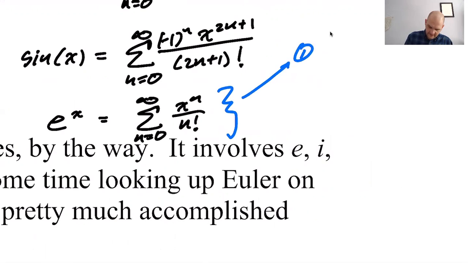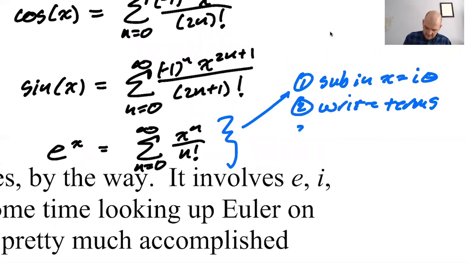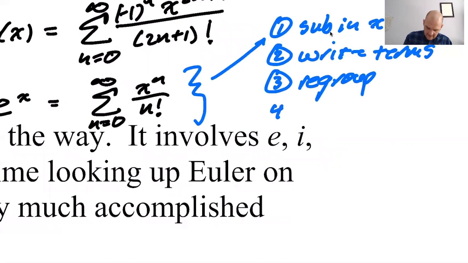One, sub in x equals i times theta. Two, write a lot of terms. So just write, I don't know, like 7 terms, write a lot of terms. Okay, the next thing you're gonna do, regroup. So you only have things that don't have an i together, and then you have things that have an i together, and you can factor the i out of everything that has an i, right? And you'll get like an infinite number of terms plus i times an infinite number of terms. And then compare to sine and cosine.